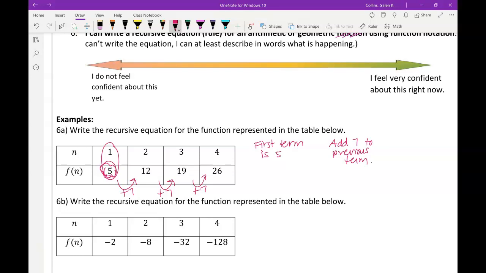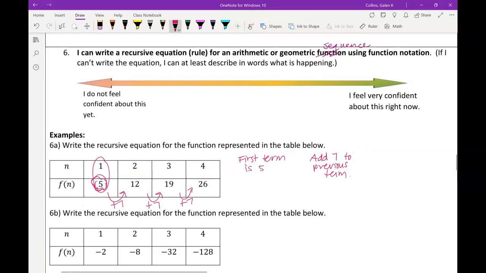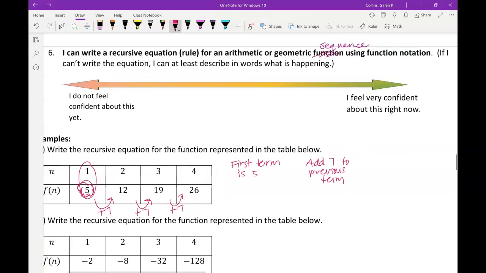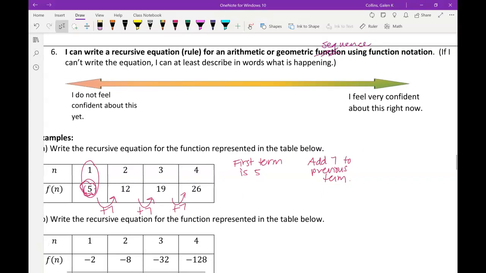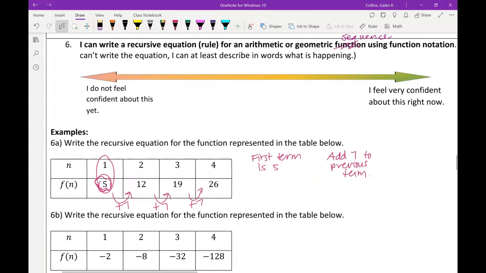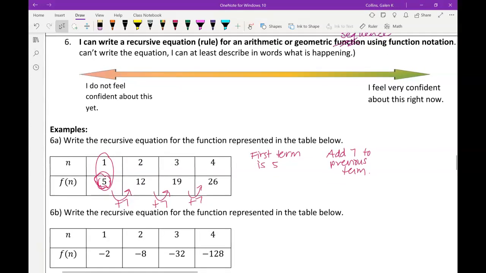I really want everyone to try to write this in function notation, but if you feel like that is just going to break your brain right now, and I promise you it won't, but if you feel like that is overwhelming and it's stressing you out or making you feel less confident about other things, that's not the end of the world. Let's just start with describing this in words. But let's think about how we can use function notation.